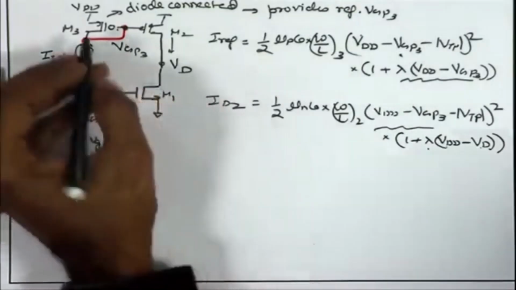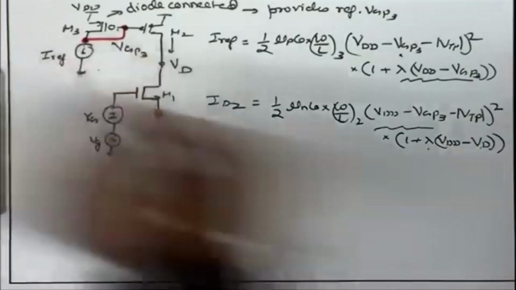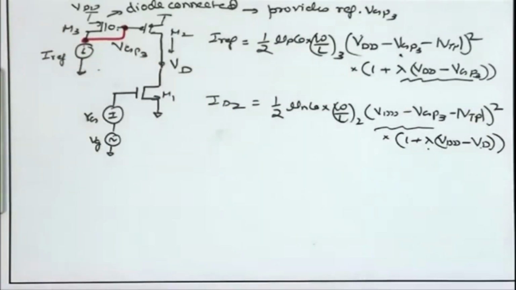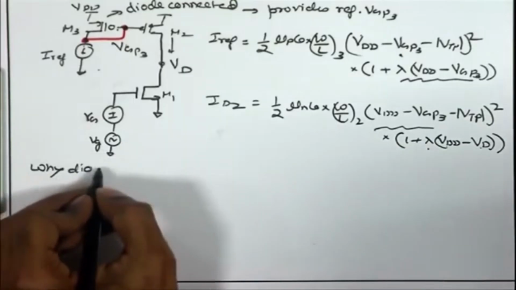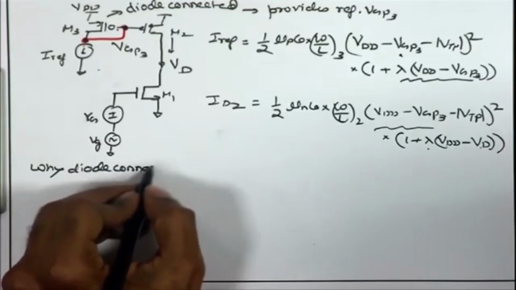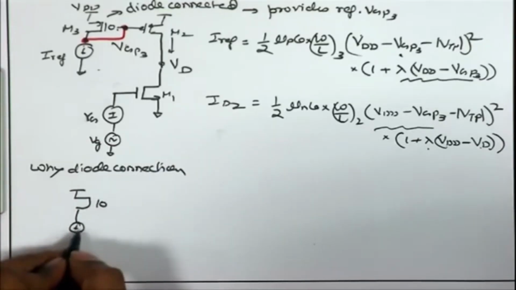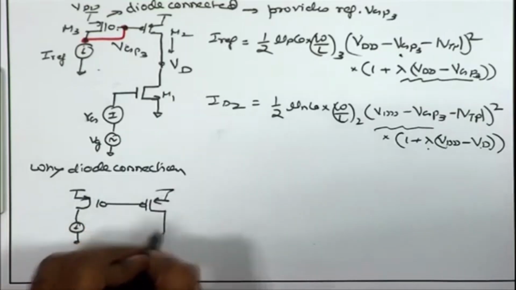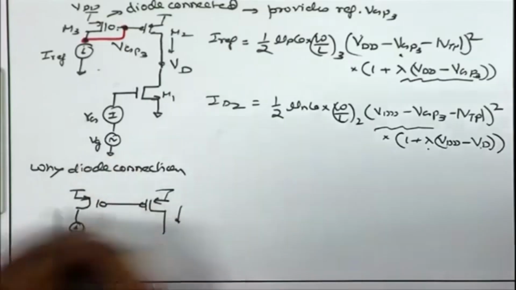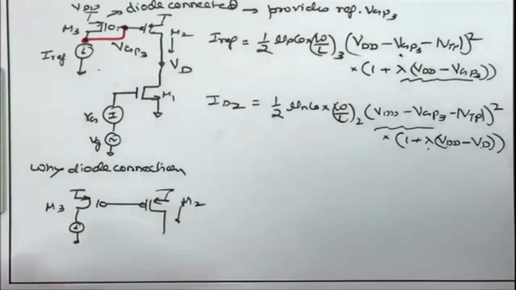Now, one of the questions is why do we need the diode connection over here? Why can't we just do this? Is this going to work? Same thing, I am not connecting the drain and gate of M3. So, what is the problem here?